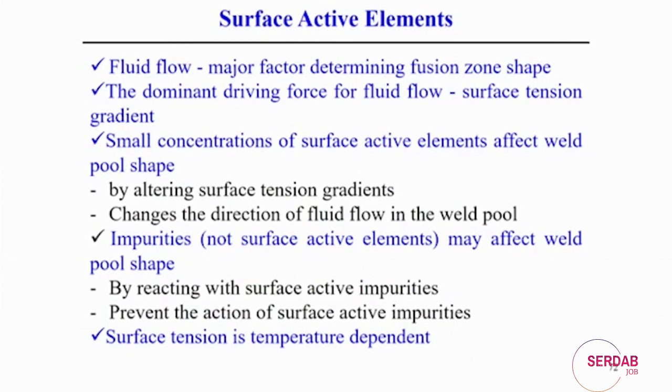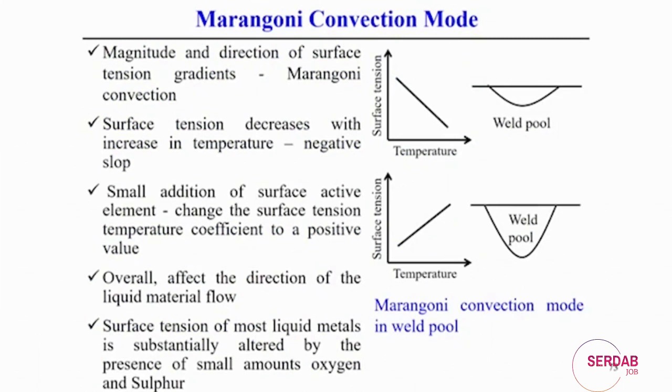Definitely surface tension is always a function of temperature, so it is temperature dependent. For the surface tension force, we need two points of view: one is concentration dependence, as well as temperature dependence. Based on these two points of view, we can analyze the effect of the surface tension force. The magnitude and direction of the surface tension gradient influence the material flow within the weld pool. In a single term, the material flow within the weld pool is called Marangoni convection.